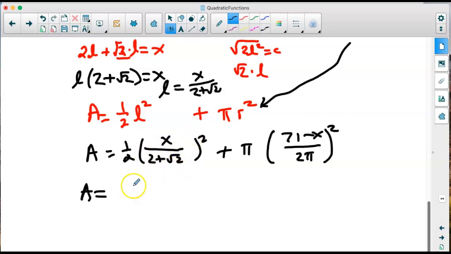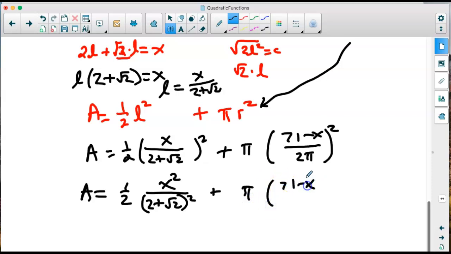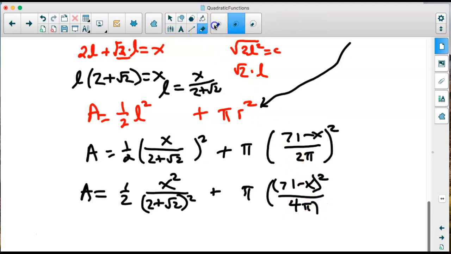So I'm going to square both of these. If I square this, I get x squared, and then the bottom I get 2 plus the square root of 2 squared. If I square this one, I get 71 minus x squared, and then on the bottom I get 4, because 2 times 2, and then pi squared. Okay, we can reduce that a little bit.